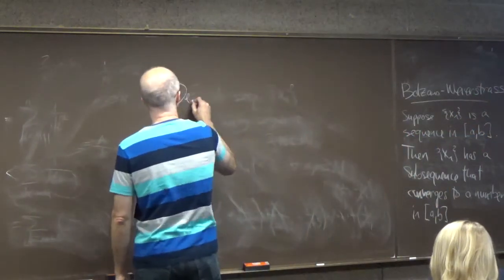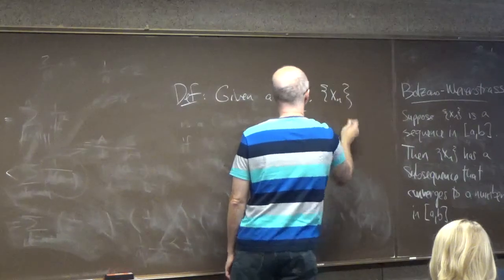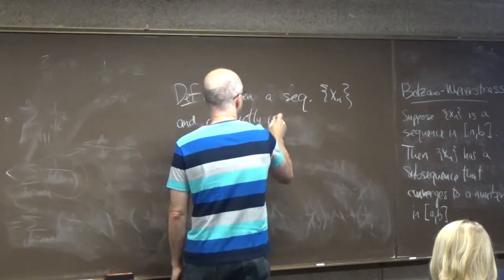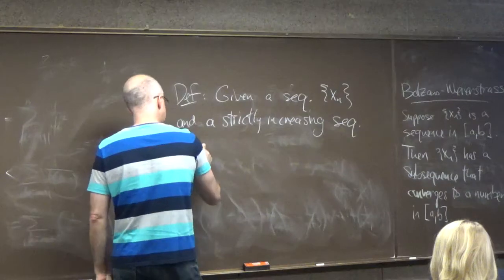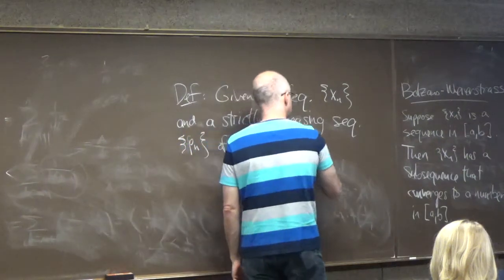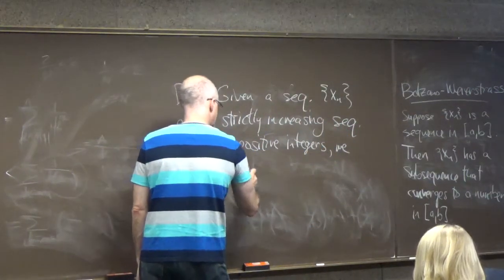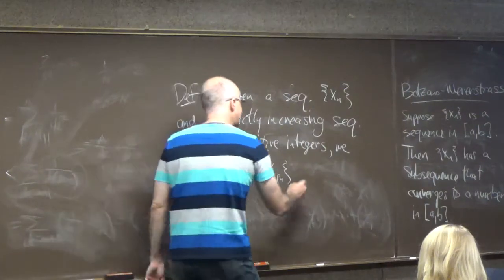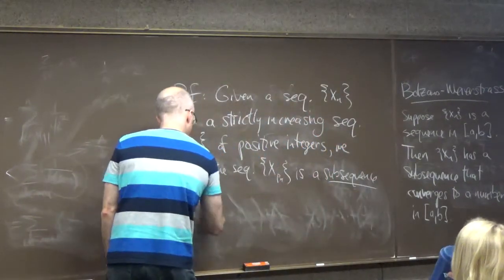Given a sequence xn and a strictly increasing sequence P sub n of positive integers, we say the sequence x sub P sub n, double subscripts there, is a subsequence of the original sequence.